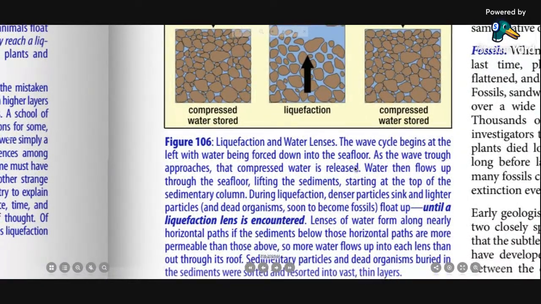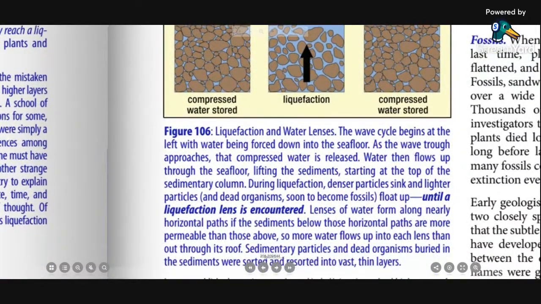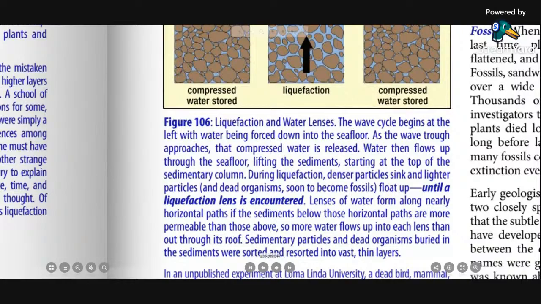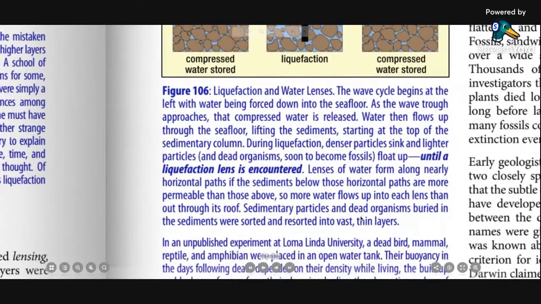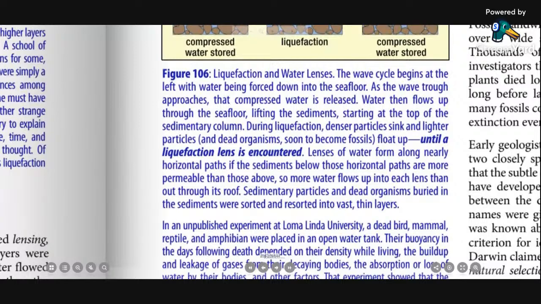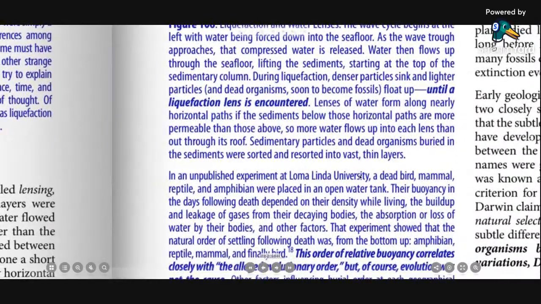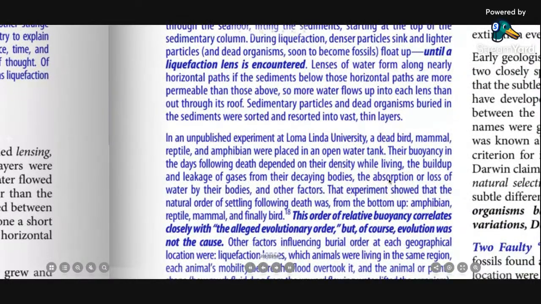During liquefaction, denser particles sink and lighter particles, the dead organisms, soon to become fossils, float up until a liquefaction lens is encountered. Lenses of water form along nearly horizontal paths if the sediments below those horizontal paths are more permeable than those above, so more water flows up into each lens than out through its roof. Sedimentary particles and dead organisms buried in the sediments were sorted and resorted into vast, thin layers.